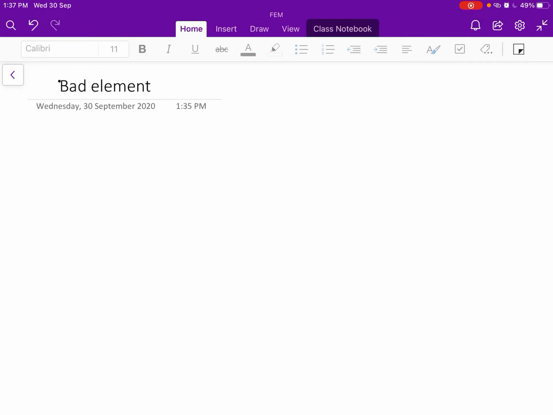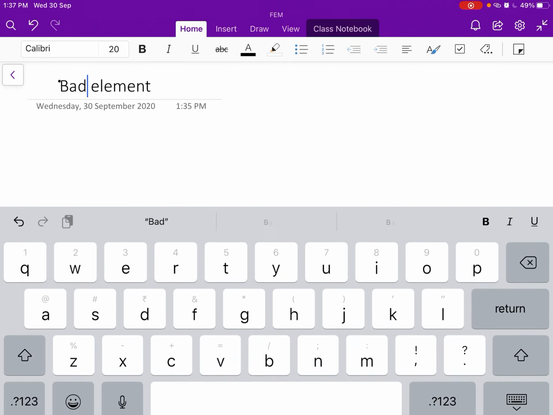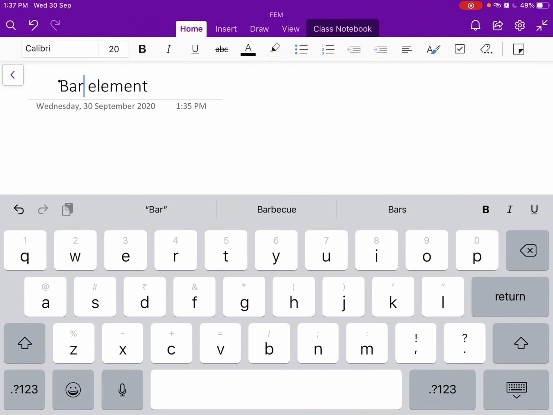Hello all, and today we shall continue with our discussion on this bar element. Oh, sorry, not bad element. It should be bar element. Damn autocorrect.